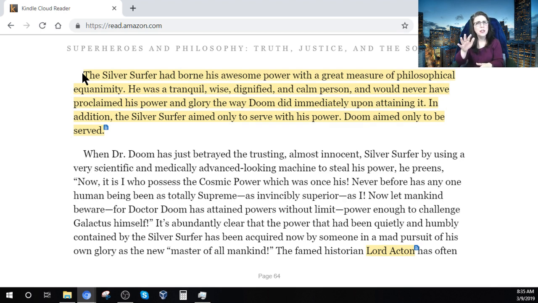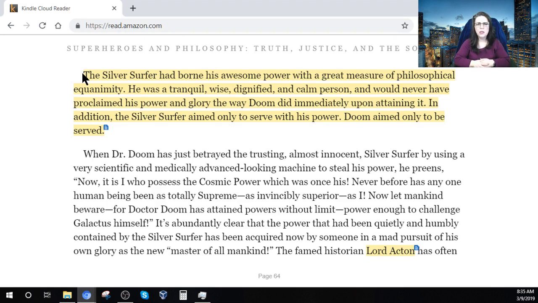It is that action of the Silver Surfer being willing to sacrifice other people in order to save his own that becomes questionable as to whether or not he's a hero, a vigilante, or a villain, and that's something that we'll continue to discuss. It's also something that I want you to think about.